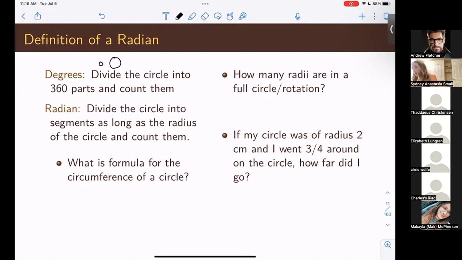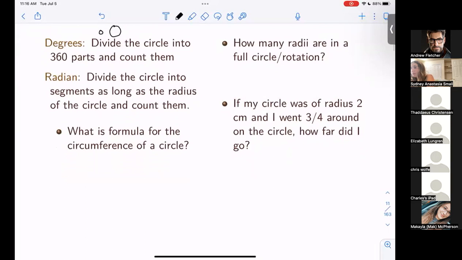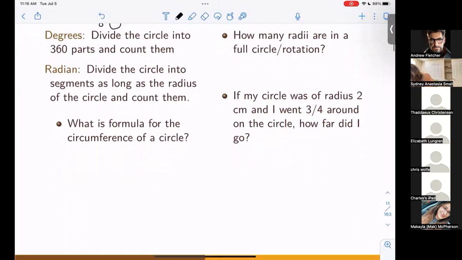The formal definition I give here is that you are dividing the circle into segments as long as the radius of the circle, and you're counting them. So what do I mean by this? Let's take an arbitrary little circle here. If you remember, the radius is just from the center to any edge of the circle. Let's call it R. By this definition, we're taking whatever the length of R is, and we're going that length around the circle. So this right here would be 1 radian.